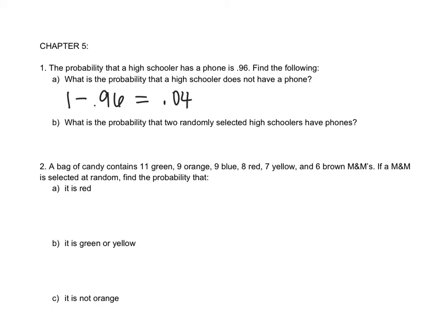Okay. Next, we want to find the probability that 2 randomly selected high schoolers have phones. So we're just going to do 0.96 times 0.96, because we're going to assume our population is large enough here that the probability stays the same. So 0.9216. It's a pretty high probability.